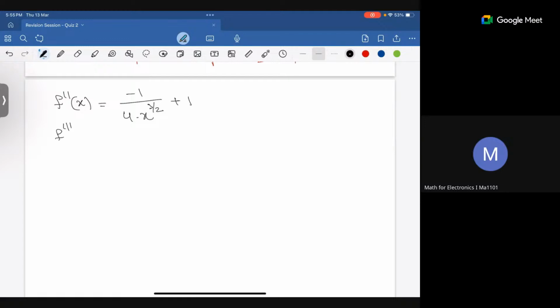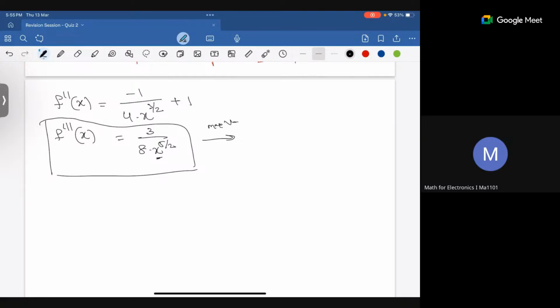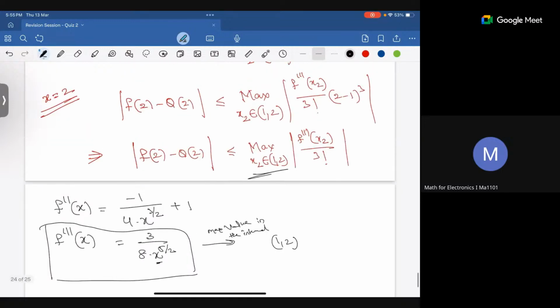Now from this, if I have to get f triple prime of x, this will give me 3 by 8 x power 5 by 2 plus 1's derivative is 0 anyway. Okay. So this is what we get. Again, if you observe this 3 by 8 x power 5 by 2, again x is only in the denominator, and we have to find the maximum value in the interval 1 comma 2, right? So we are only interested in the interval 1 comma 2.